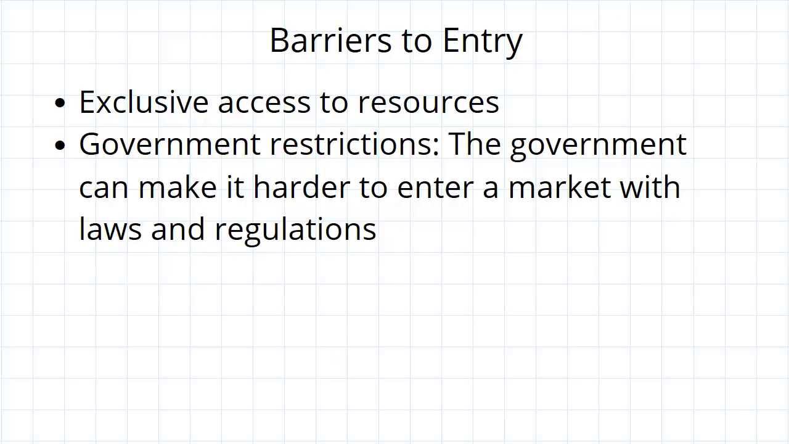Next up, we have government restrictions. The idea here is that imperfect competition can exist as a result of the government interfering with the market.